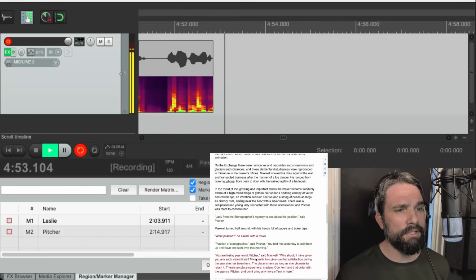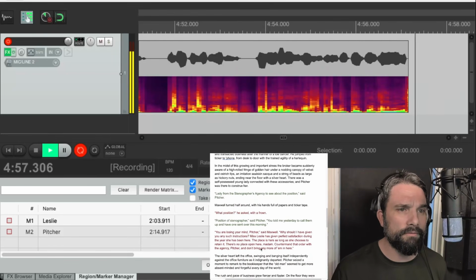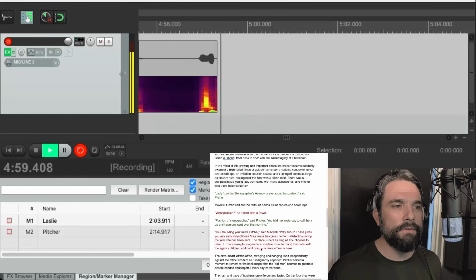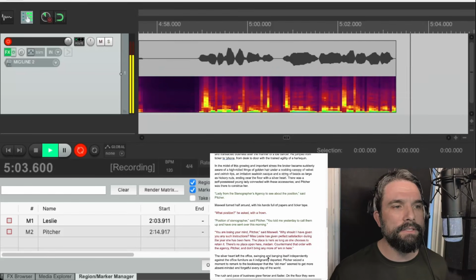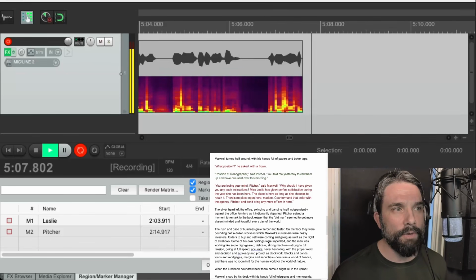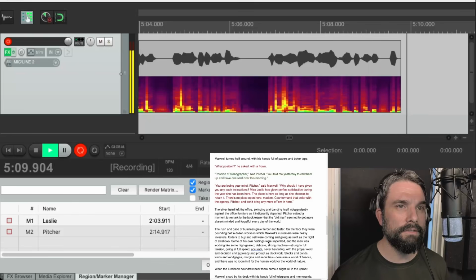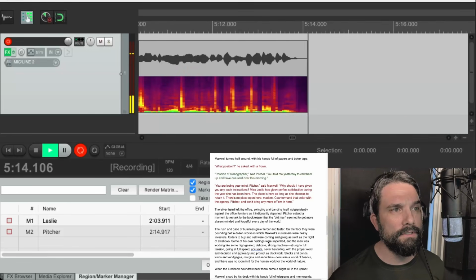There's no place open here, madam. Countermand that order with the agency, Pitcher, and don't bring any more of 'em in here. The silver heart left the office, swinging and banging itself independently against the office furniture as it indignantly departed. Pitcher seized a moment to remark to the bookkeeper that the old man seemed to get more absent-minded and forgetful every day of the world.